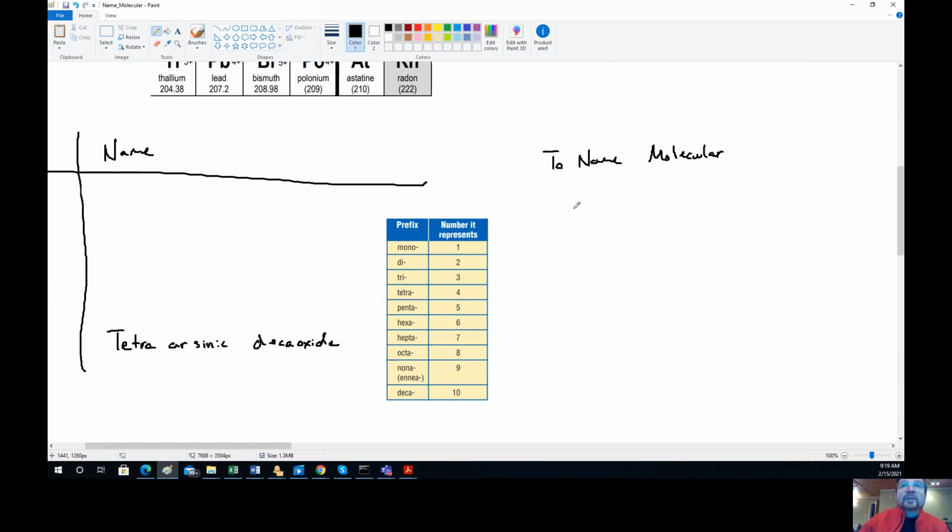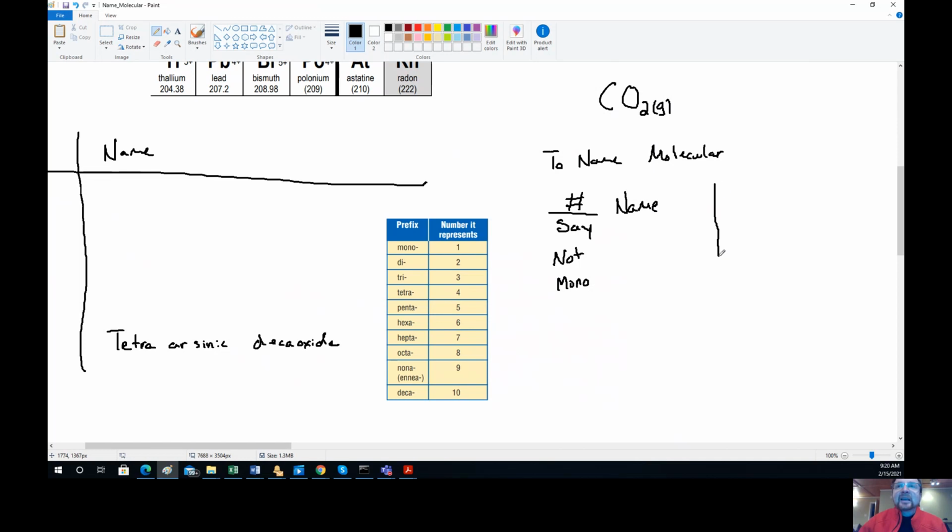First of all, for the first element, you say the number that you see in the formula. You do not say mono. If there's only one of them, you don't say mono, and you just say the name of the element. That's why it's just carbon. We don't say monocarbon, because in theory we should, but we don't. If it's mono, we just say carbon. So that's how to name the first element.